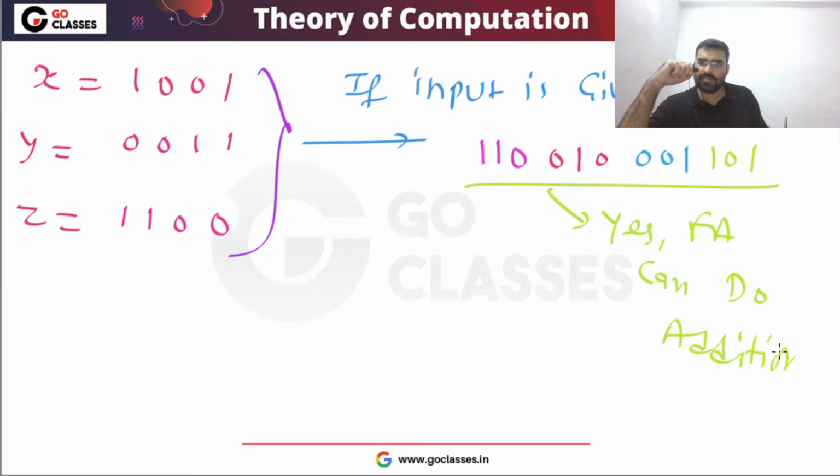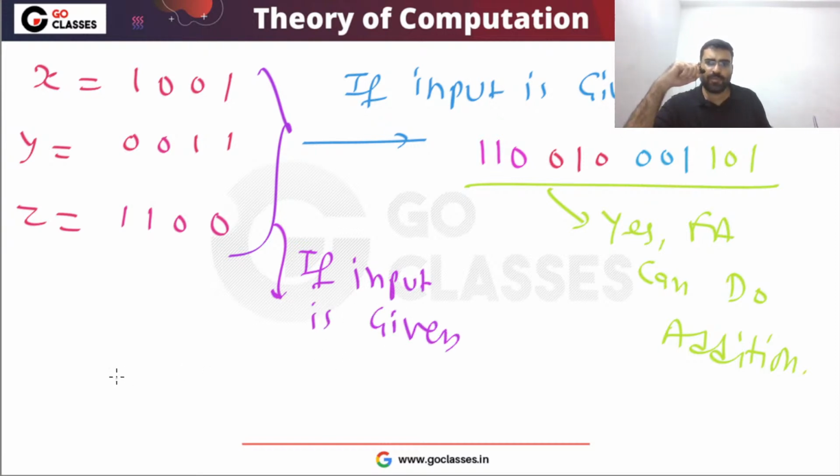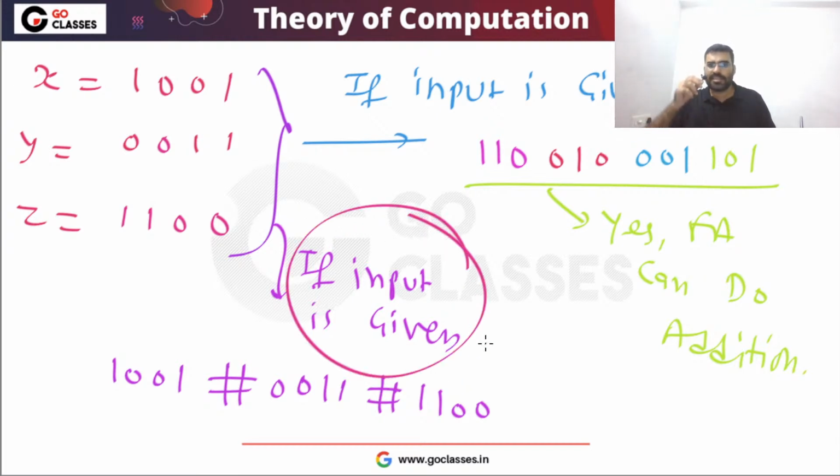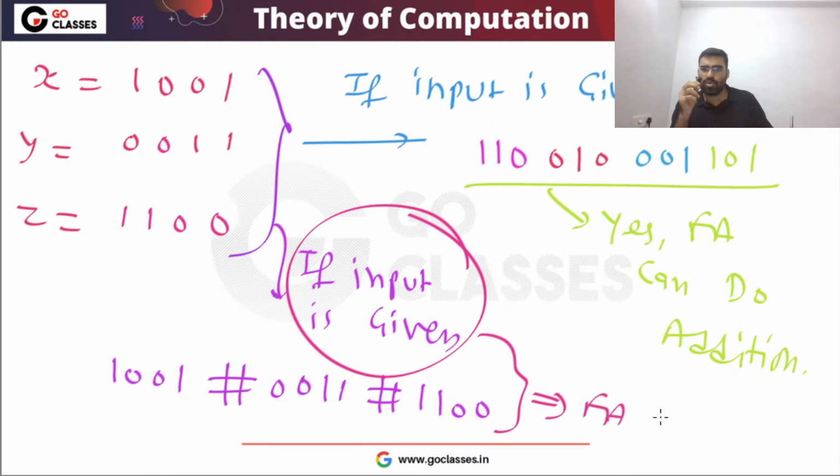But if the input is given like this, where first you give x, then you give y, and then you give z, then finite automata cannot do addition. Remember, if input is given like this, finite automata cannot do addition.